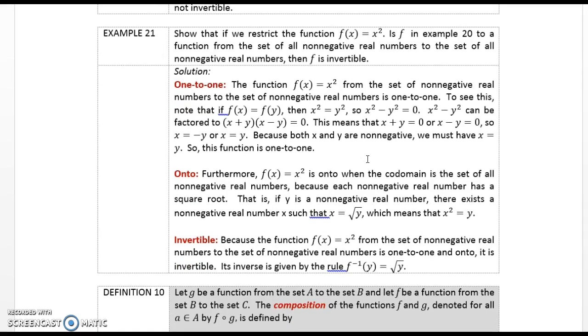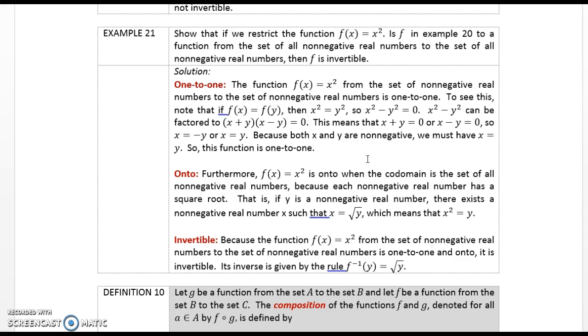Example 21. Show that if we restrict the function f(x) = x squared to non-negative real numbers, then f is invertible. Solution. One-to-one. The function f(x) = x squared from the set of non-negative real numbers to the set of non-negative real numbers is one-to-one.